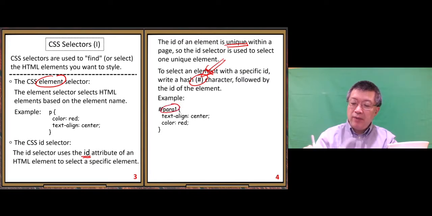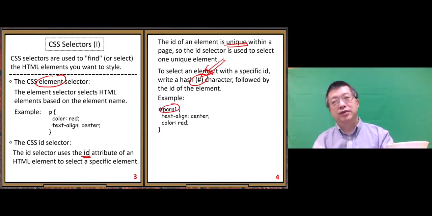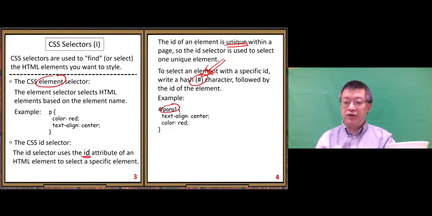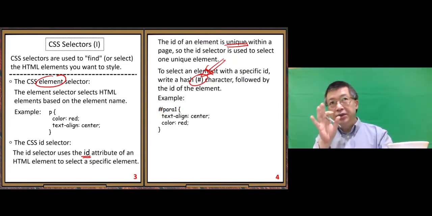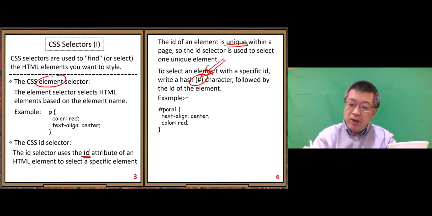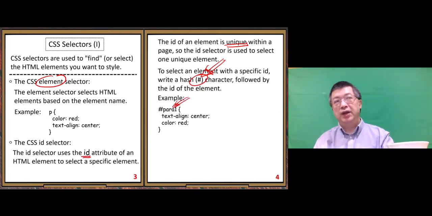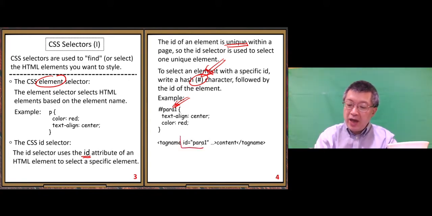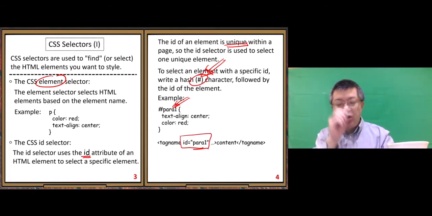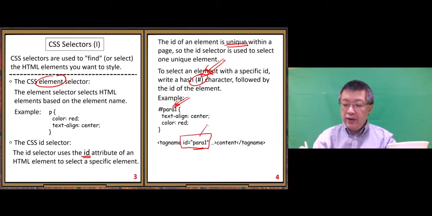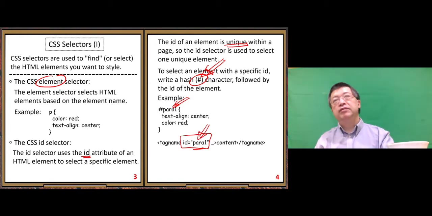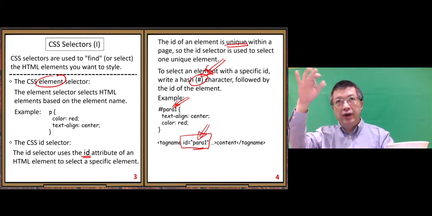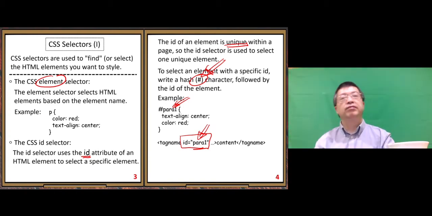Hash para1, right? Suppose you call it that. Then we write specific rules. But you need to define one particular element with this para1 as the ID. So you target one particular element. For this element, we add the attribute ID with the name. That should be unique, so make sure no other elements happen to use the same ID.